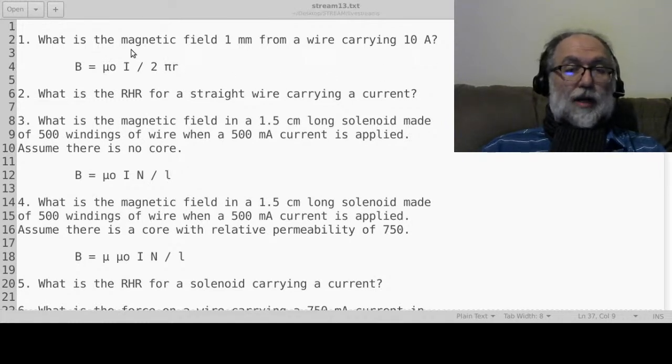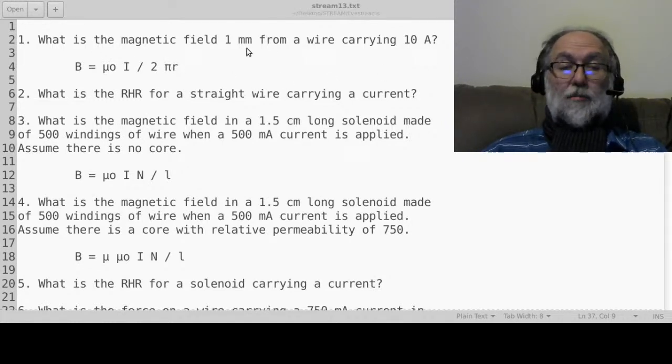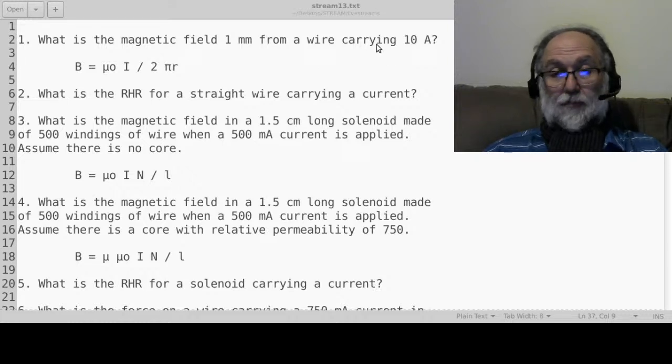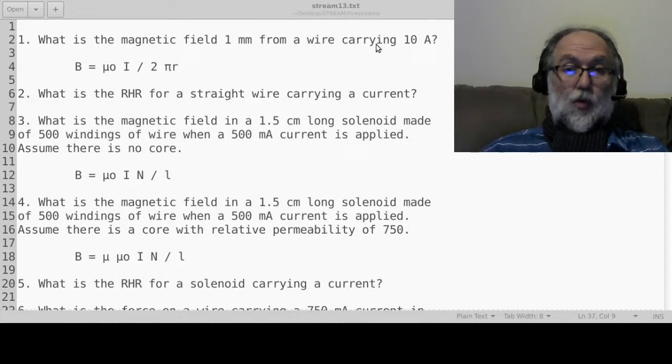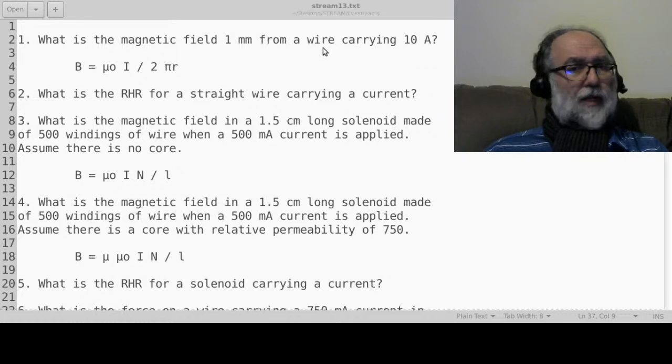So question number one is, what is the magnetic field 1 millimeter from a wire carrying 10 amps? Okay, so if you have a single wire, and you'll actually do this in the lab next week, when you put a current through it, you'll get a magnetic field generated around it. The magnetic field is not parallel to the wire, it's actually perpendicular to the wire, and it circulates around the wire. Okay, but we'll look at that in the next problem.